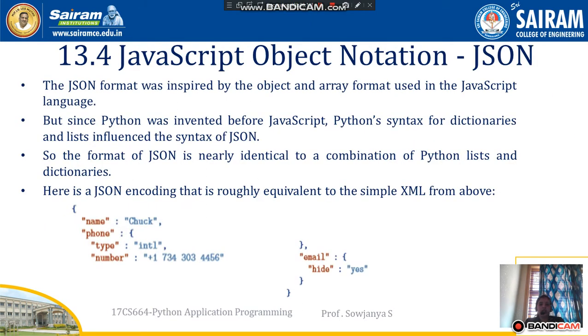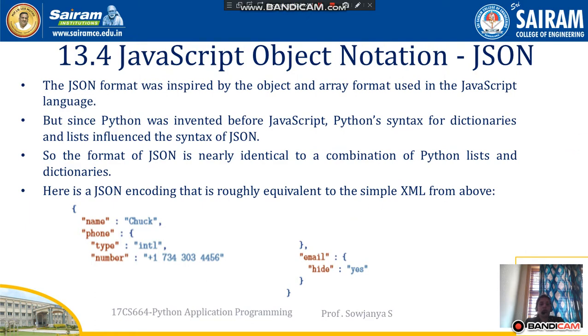The next one is JSON, that means JavaScript Object Notation. Using JavaScript, how we can make an object notation. This JSON format was inspired by the object and array format of the JavaScript language. But since Python was invented before JavaScript, Python's syntax for dictionaries and lists influenced the syntax of JSON.